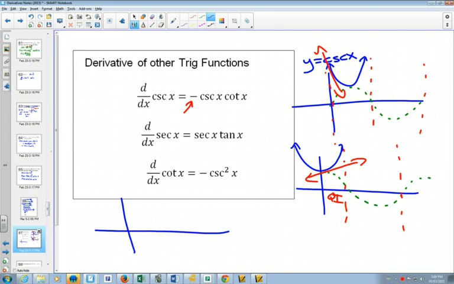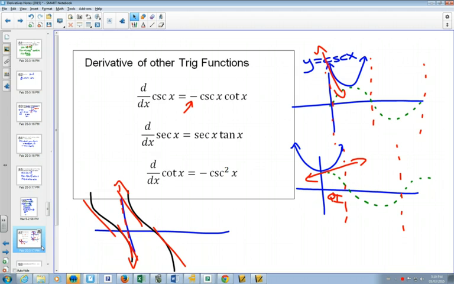If you remember, your cotangent graph looks like this. It has an asymptote right at 0, but no matter where you draw a tangent anywhere on a cotangent graph, it's always negative. Hence, your answer is negative as well. So that can maybe help you remember whether it's positive or negative.